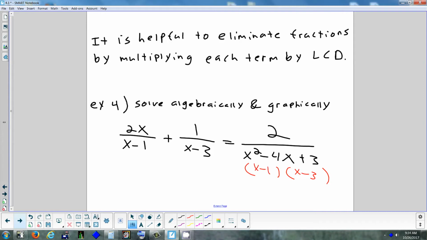Megan, what's the first fraction missing to make it have a common denominator? Which one is it missing? X minus 3. Yeah, it's missing the x minus 3. So I'll show you what we're going to do. We're really going to multiply everything by x minus 1, x minus 3. But really, the only thing that matters is what she just said, the x minus 3, because the x minus 1s are gone.